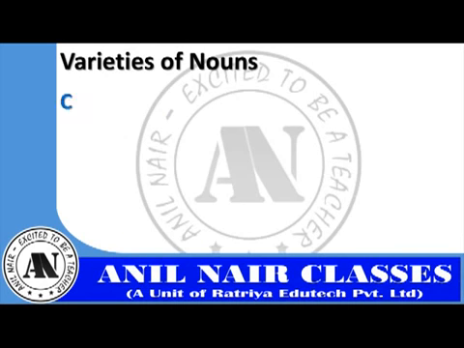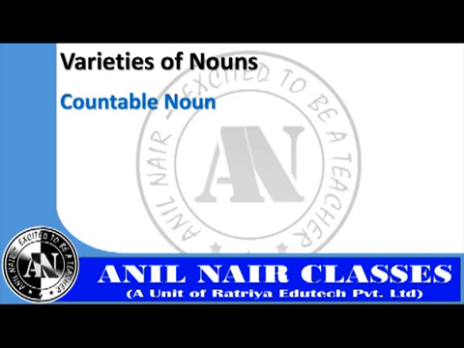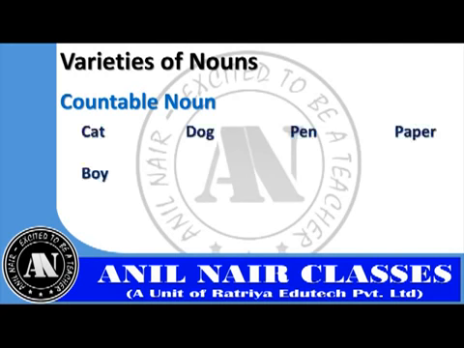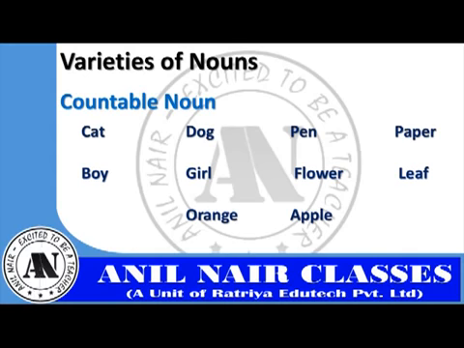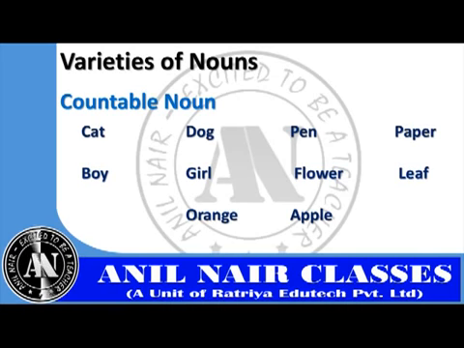Next we have the countable nouns. As the name suggests, the countable nouns are those nouns that can be seen and counted. So anything that you can see and can count, that is classified under this group. For example, it can be a cat, a dog, pen, paper, boy, girl, flower, leaf, orange, apple. In fact, anything that you can see and count, that is a countable noun. So it can be single also, it can be plural also.